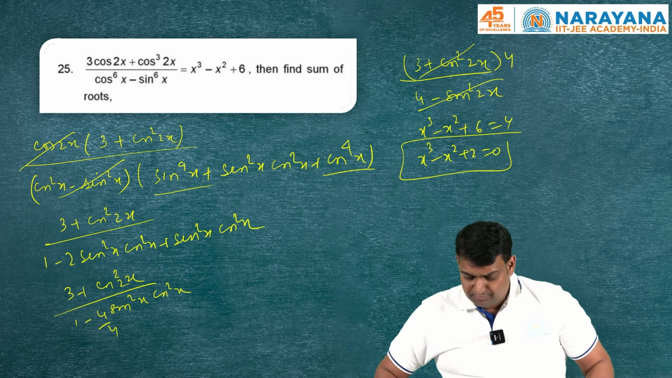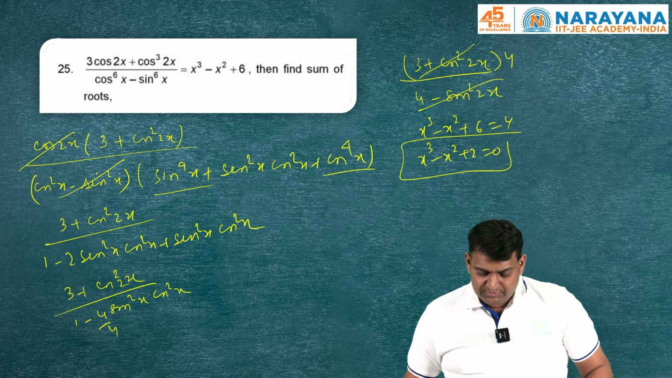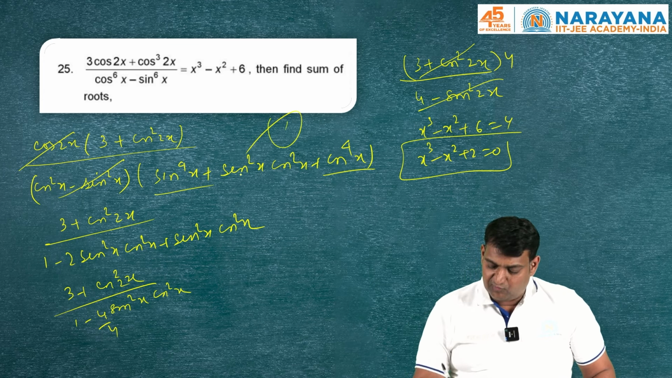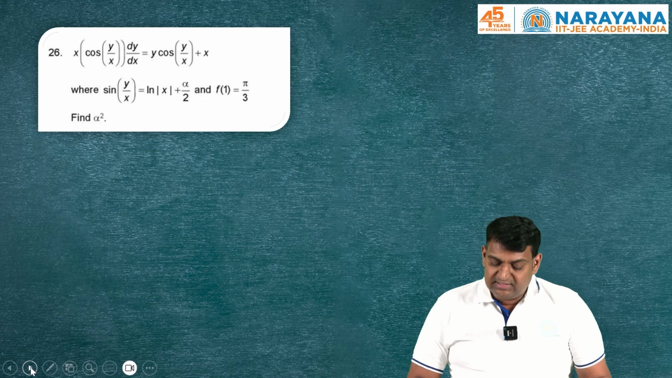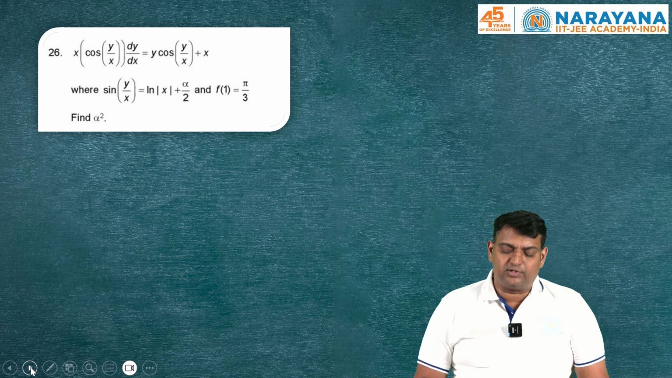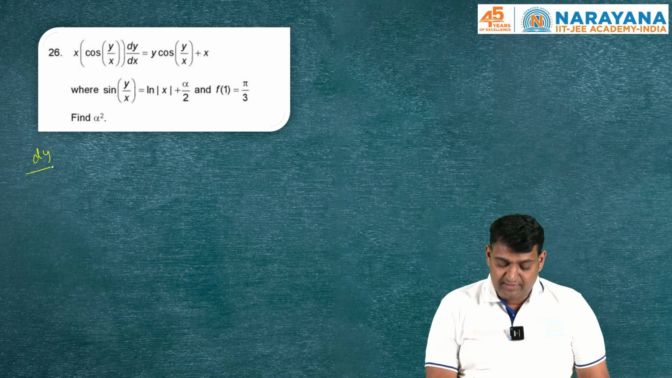Directly, minus b by a. So yes, the answer should be 1. A very basic problem again. This is a little good problem because it's a homogeneous differential equation. Can you see that? What is that? dy by dx, homogeneous equation.